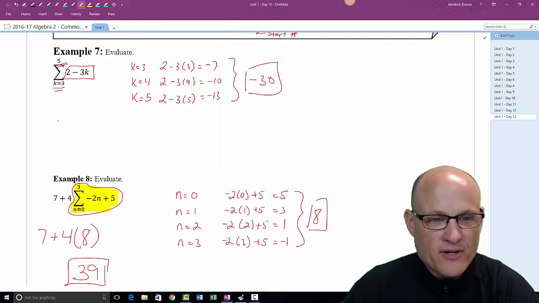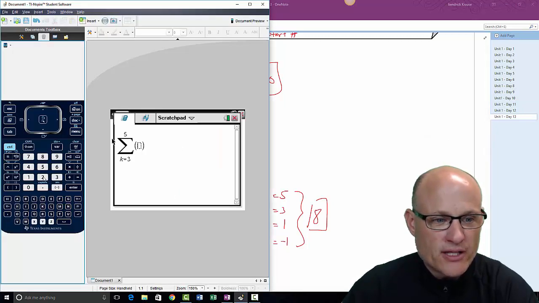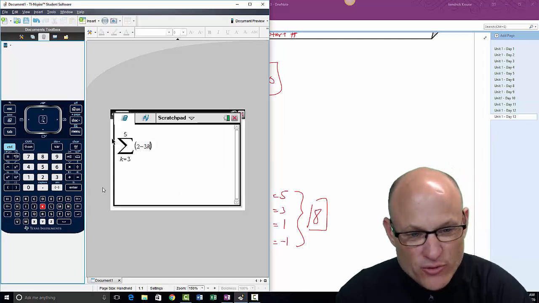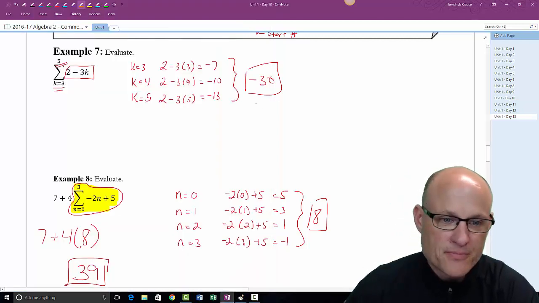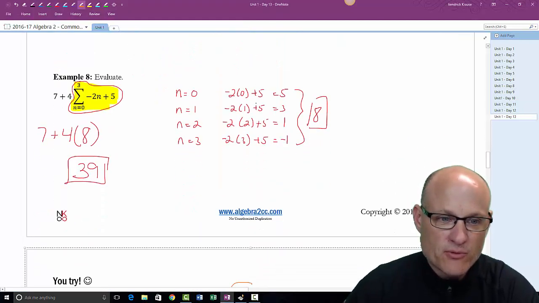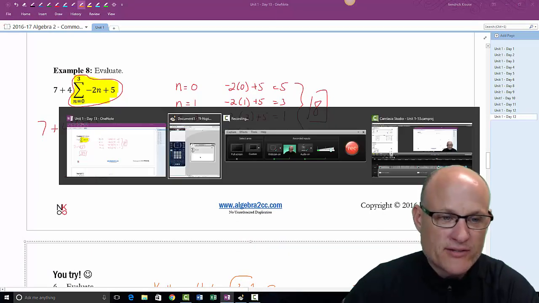And now I've got to put the function in. The function is 2 minus 3K. So whatever letter you use, you've got to use it in both places. I click enter. It's negative 30. That's what I came up with. Let's try this next one. This next one was a little bit more complicated. Lots of kids made mistakes on this one.